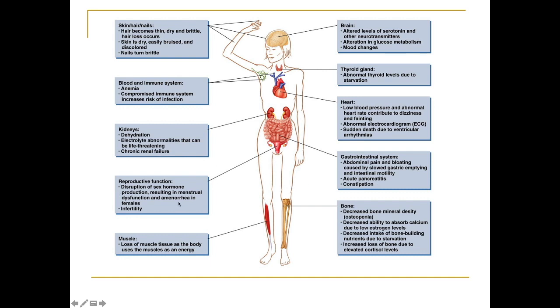It can also disrupt your reproductive function by disrupting sex hormone production, disrupting your menstrual cycle, and causing infertility. You can get decreased bone mineral density and decreased ability to absorb calcium, as well as decreased intake of bone-building nutrients and loss of bone due to elevated cortisol. And then again, you lose muscle tissue because you literally digest your body proteins.